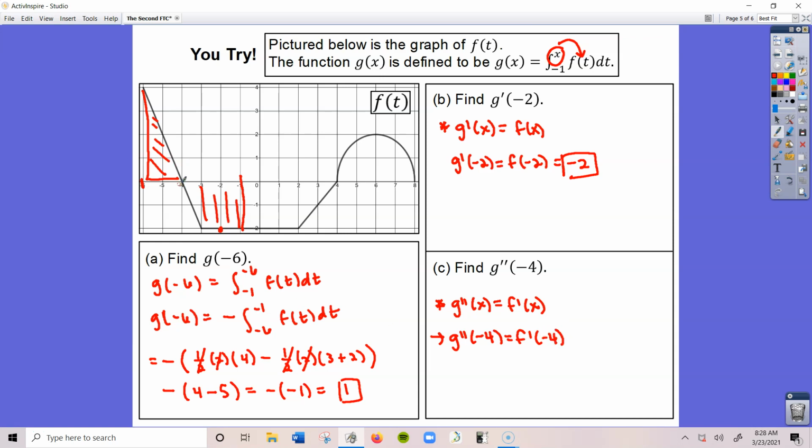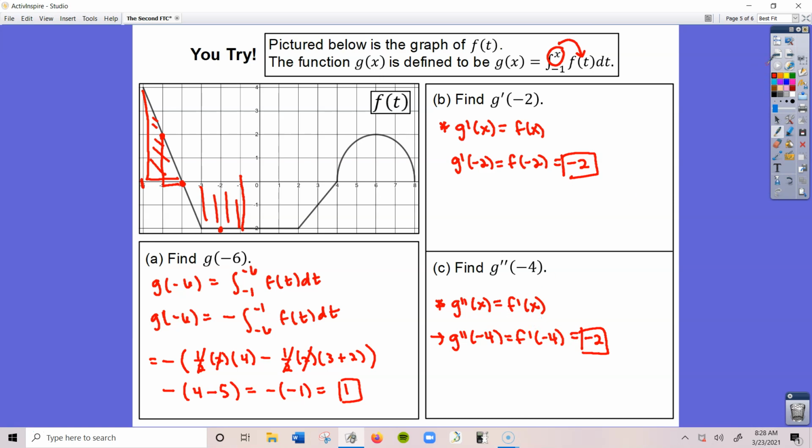Now f prime of -4 is going to be the slope of this line, since that's where the -4 lands. So I can calculate that slope, meaning I'm picking points on either side, or just use this one to this one here. It goes down 2, right 1, so that slope is -2. And that would be my value for g double prime of -4.